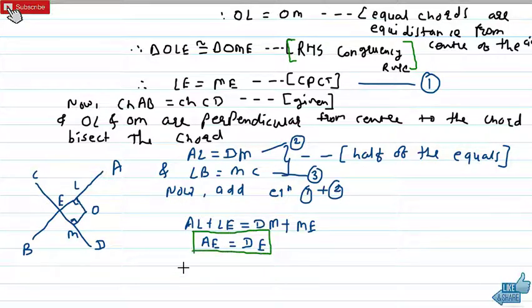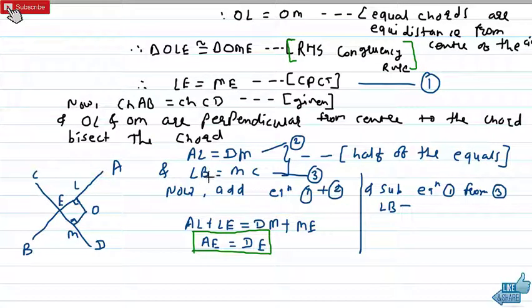Now the second part. I just write here, and subtract equation 1 from 3, not 2, this time from 3. So see, 3 is what? LB is equal to MC.